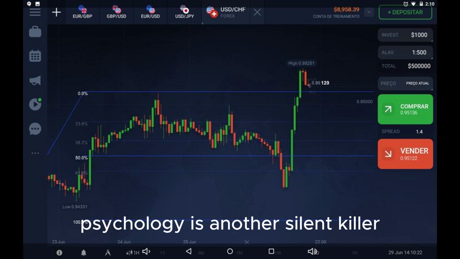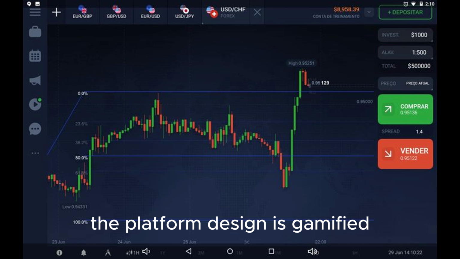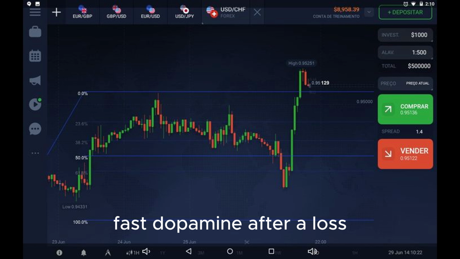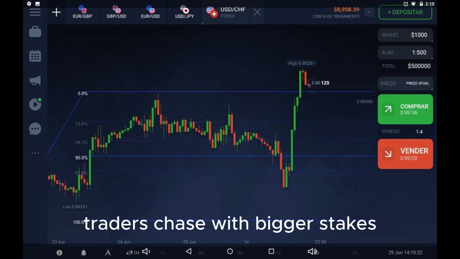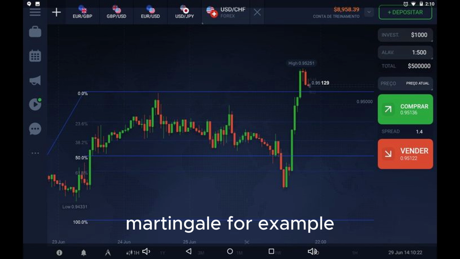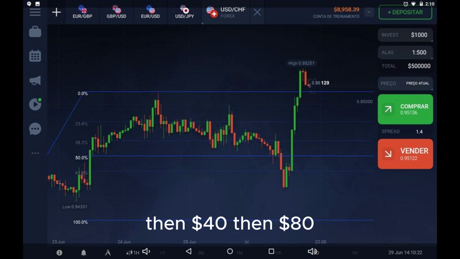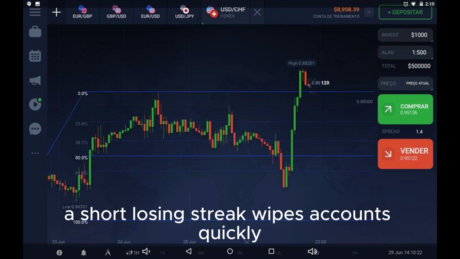Psychology is another silent killer. The platform design is gamified: flashing timers, instant results, fast dopamine. After a loss, traders chase with bigger stakes, martingale. For example, lose $10, then stake $20 to recover, then $40, then $80. A short losing streak wipes accounts quickly.